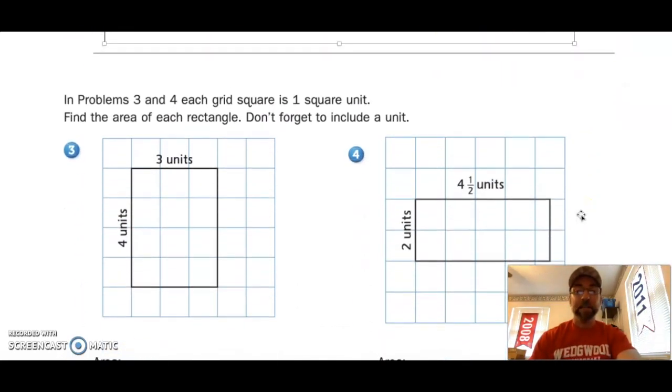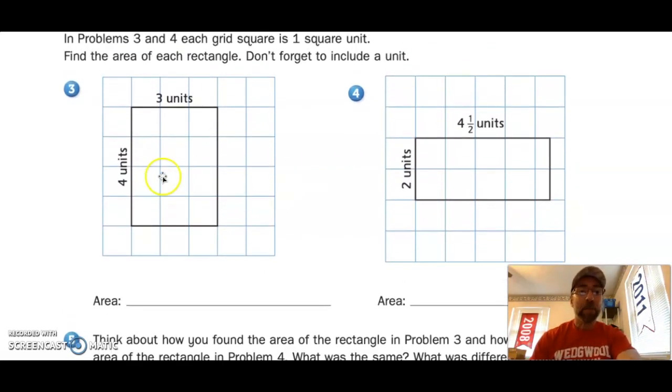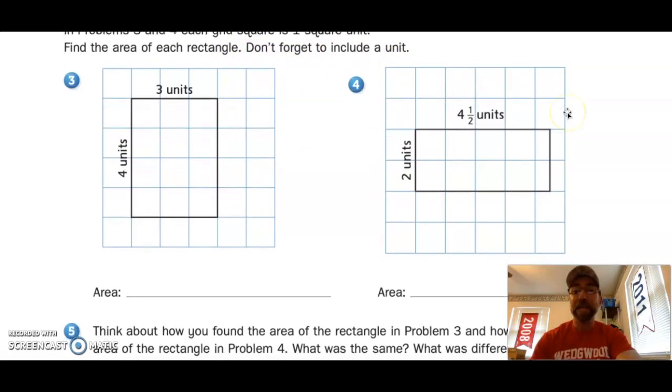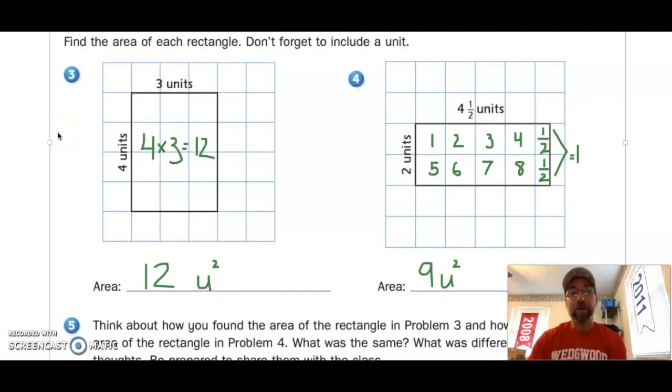All right, let's take a look at numbers 3 and 4. Your job is to find the area of each rectangle. Don't forget to include a unit. All right, go ahead and hit that pause button and solve numbers 3 and 4. When you're done, press play so that we can check our answers. Let's see how you did.